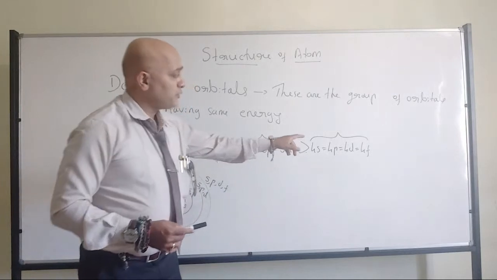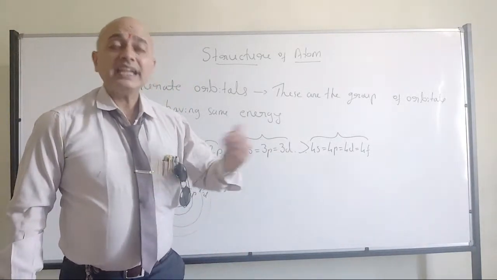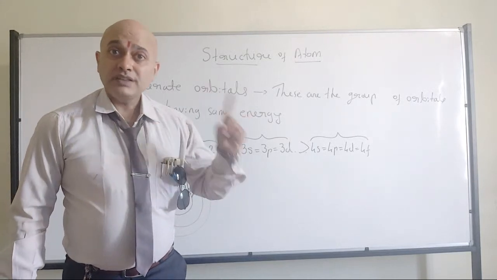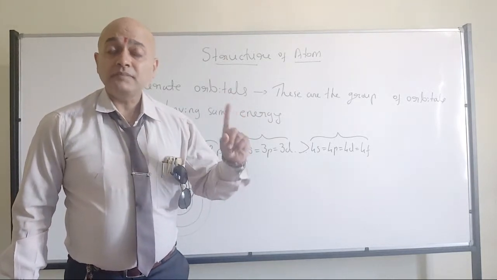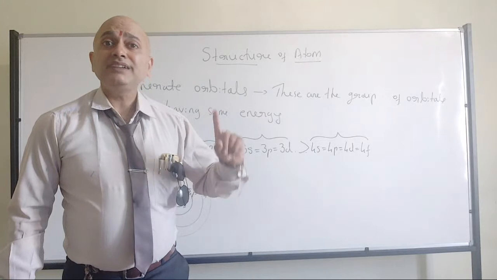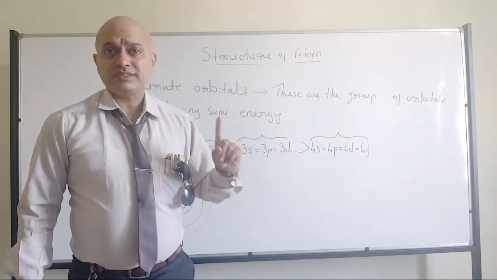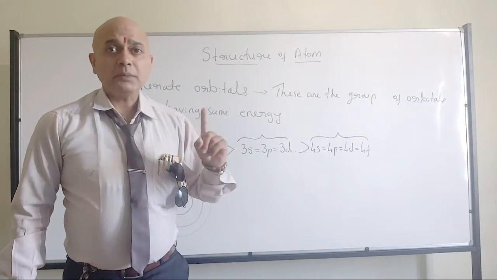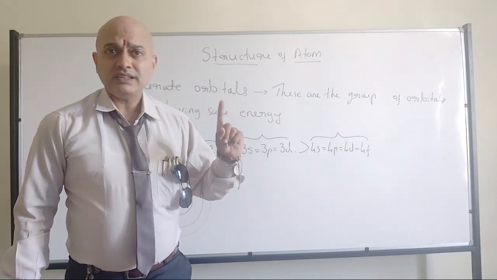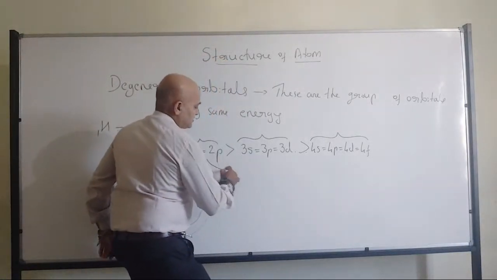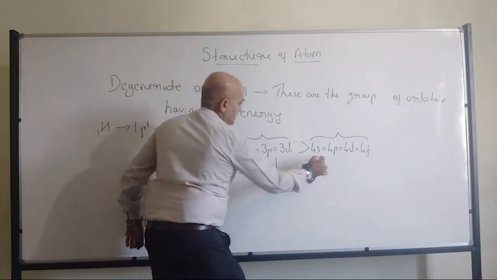In the same way, 4s, 4p, 4d, 4f, even they can be degenerate orbitals. But once again I will be repeating, this is applicable only for hydrogen, where only one electron is present. It's not applicable for all the other elements. It's applicable only for hydrogen.